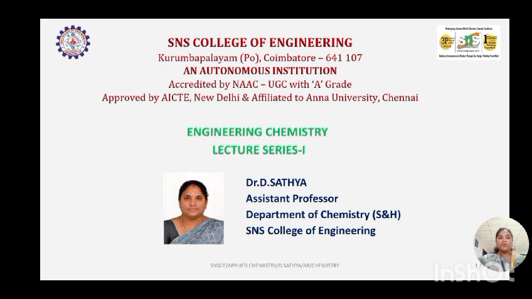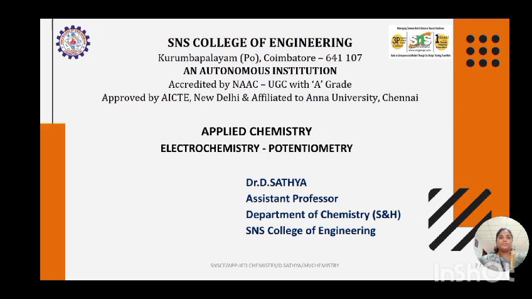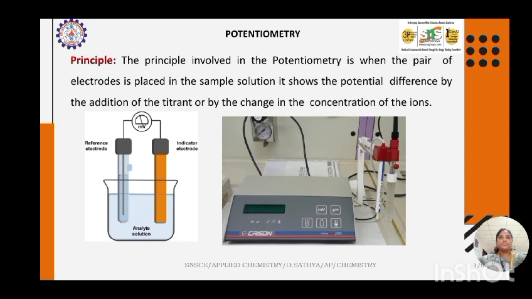Today, in this session, we are going to discuss potentiometry. So, what is meant by potentiometry? Potentiometry is a technique used in analytical chemistry, usually to find the concentration of the solute in a solution. In this technique, the potential between the two electrodes is measured using a high impedance voltmeter. Use of the high impedance voltmeter ensures that the current flow is negligible.